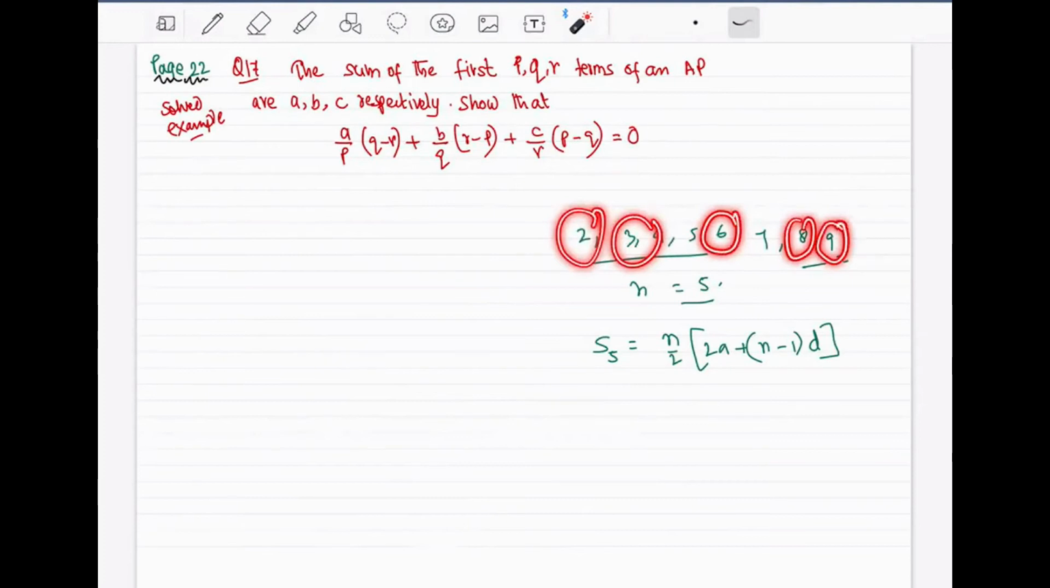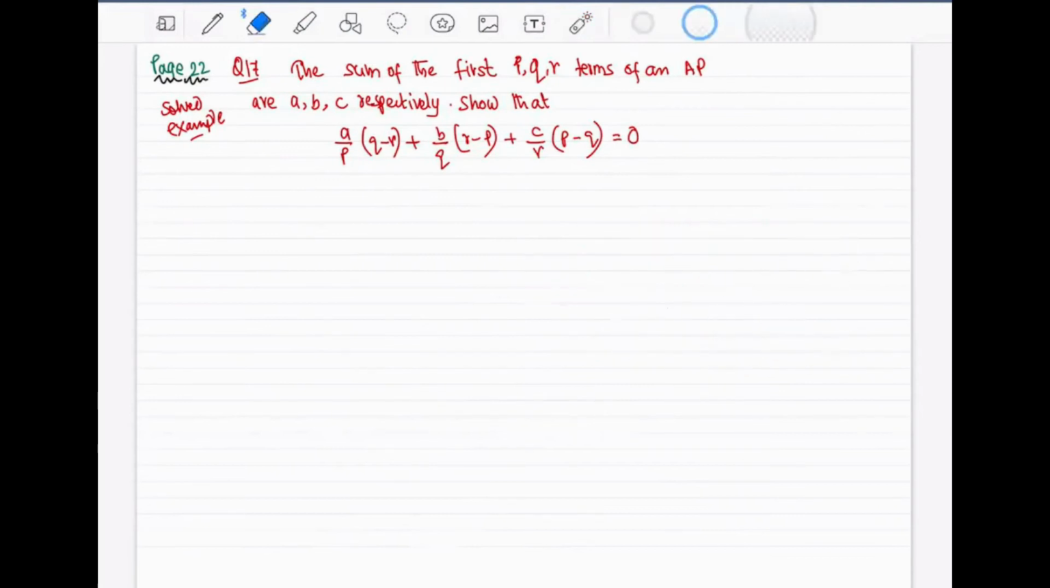There are 5 of them, right? 2, 3, 6, 8, 9. But they are not the first 5 terms. The first 5 terms are 2, 3, 4, 5, and 6. So when you calculate the sum using the formula for Sn, what you are calculating is the sum of first n terms. You know the meaning of first n terms, right? I just explained.